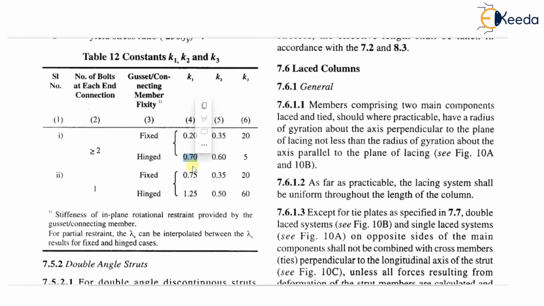It is 0.70. What is the value of K2? It is 0.60. And what is the value of K3? It is 5. So you will get the value of K1, K2 and K3. So it is how much? I am assuming 2 bolts. For that, for hinge support the value of K1 is 0.70, K2 is 0.60 and K3 is 5.